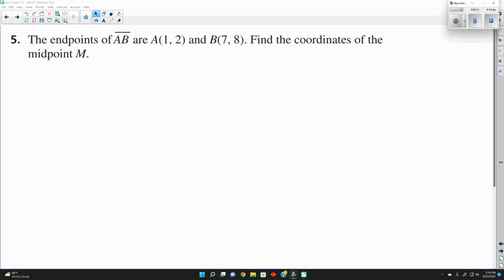Midpoint. They're stealing my pencils. Do you want the other pencil, Jordan? They're stealing my... You guys, give it back. Don't take his lead.